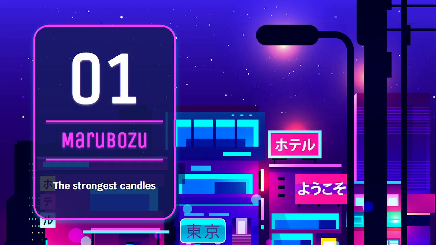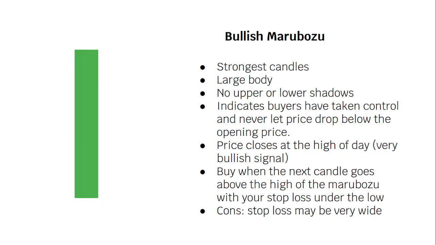So let's start with the bullish Marubozu and the bearish Marubozu candles. These are the strongest signals that you can get. This is the strongest kind of candle. The bullish Marubozu, like I showed before, has a large body and no upper or lower shadows. This indicates buyers have taken control and they never let price drop below the opening price, and the price closes at the high of the day, which is a very bullish signal.